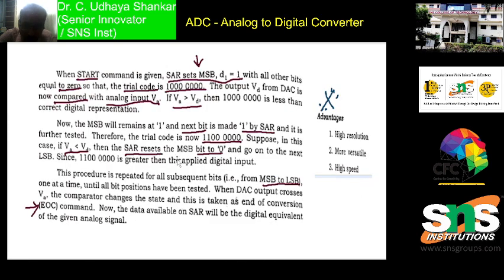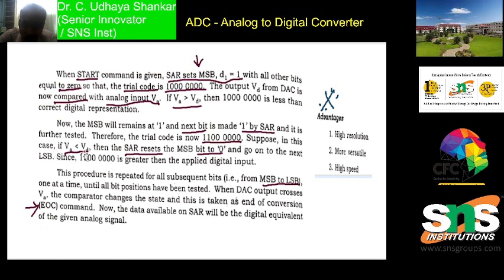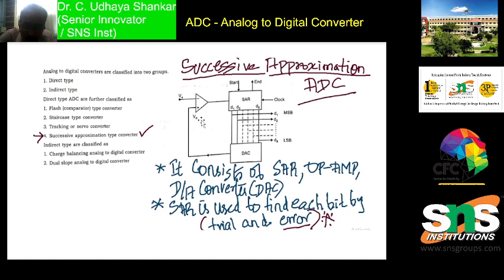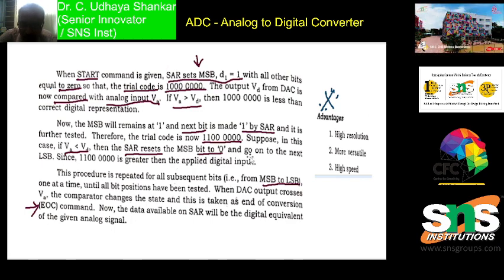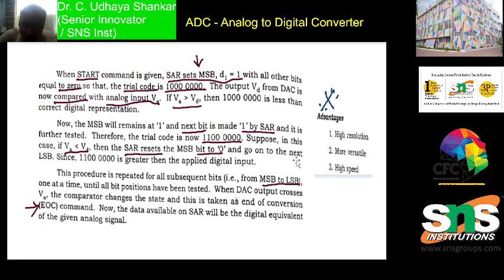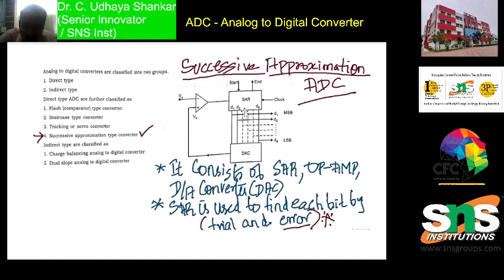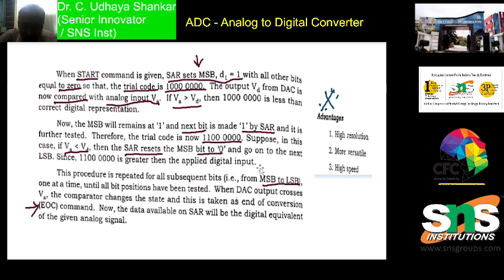So D2 will be made 1. Now the trial code will be 1100 and 40. Suppose in this case VA is less than VD. The op-amp compares, and if VA is less than VD, then the SAR resets that bit to 0 and moves on to the next bit, that is D3, since 1100 and 40 is greater than the applied analog input.